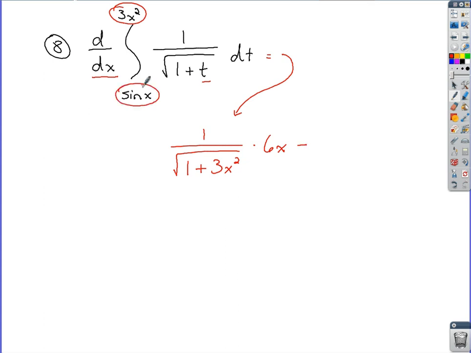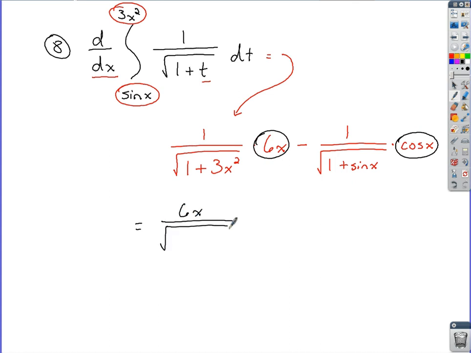Now I'm going to plug in this sine of x. We've got 1 over the square root of 1 plus, replacing t with sine of x, at which point we multiply onto this one the derivative of sine of x, which is cosine of x. If we clean up this problem at all, once again simplifying within reason, since we're multiplying fractions here, we could take these derivatives that we attached and bump them up to the top, making it 6x over the square root of 1 plus 3x squared minus cosine of x all over the square root of 1 plus sine of x.